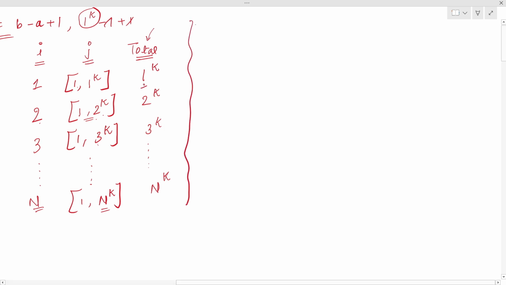We need to find out the summation of all these things. So your answer will be something like 1 power k plus 2 power k plus 3 power k, and so on up to n power k. Now, to find out the time complexity, you need to know that k value, right? So let's try to take different cases, like for k equal to 1, what is the thing, and for k equal to 2, what is the thing? Based on this, we'll try to derive our equation.